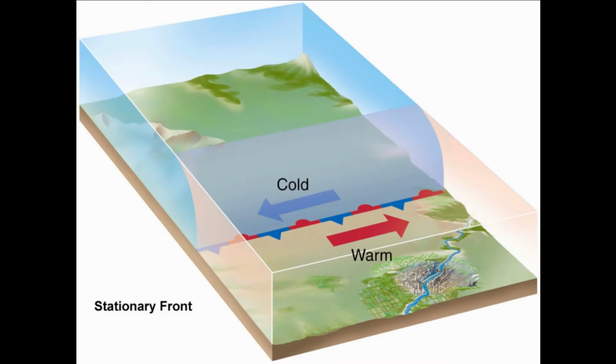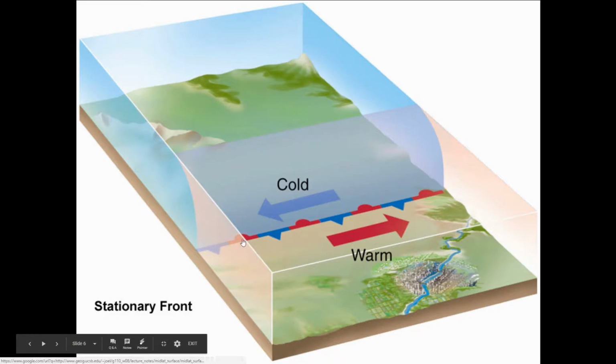The next series of images I'm going to show you indicate kind of the life cycle of a mid-latitude area of low pressure. What are the different stages, what are the different steps in its life cycle? You need to start out with a boundary between air masses. So here I have a stationary boundary.